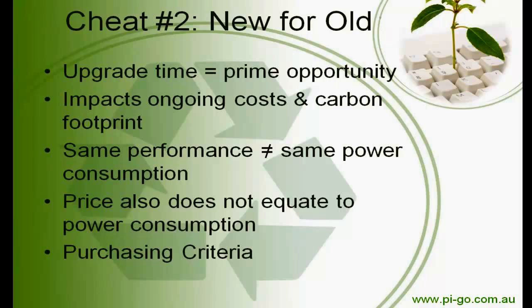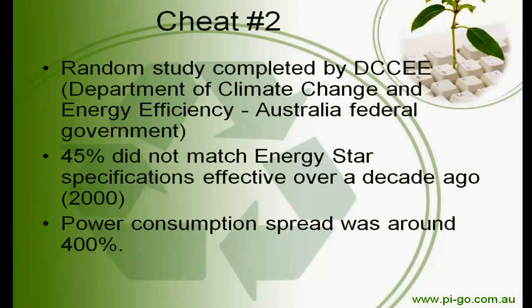A study which was done by an Australian federal government department just recently showed some quite amazing results. What they did is they went out and they did a random study of a large collection of different pieces of technology, primarily PCs, laptops and monitors. And they found quite an amazing result. 45% of the ones that they just picked up that were current didn't match the Energy Star specifications, which was set in 2000. And there was a 40% spread on the power usage.